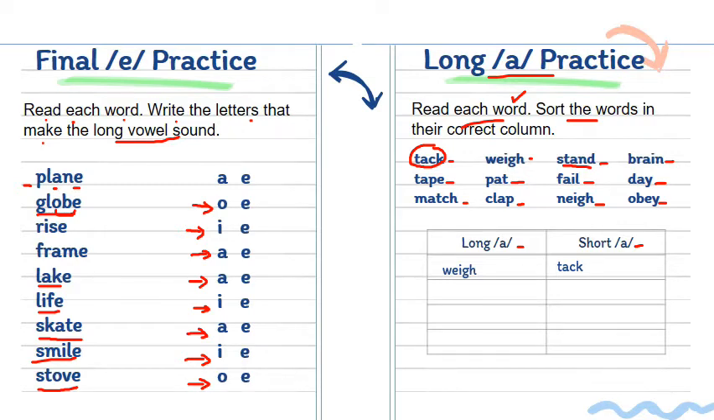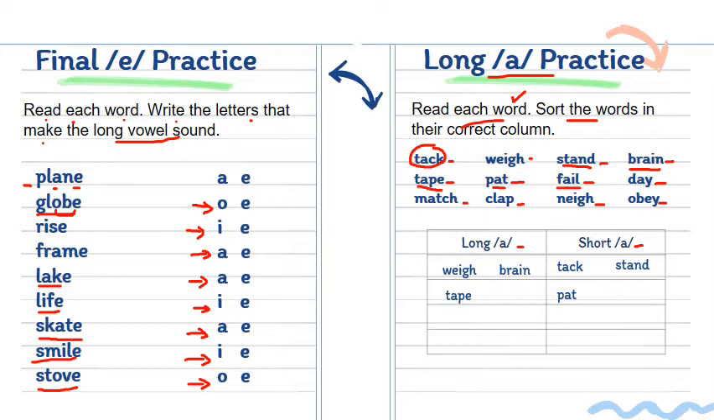Next, I have stand. St-a-nd. So what sound do you hear? Is it the short sound or the long sound? The short sound. Next, I have the word brain. Brain. So brain should be in the long sound. Next, I have tape. Tape. So I'm hearing the long A sound. Tape. Next, I have pat. Pat. P-a-t. So this is the short A sound.